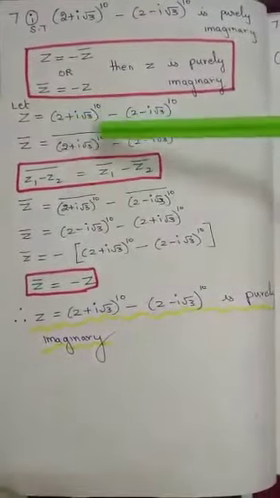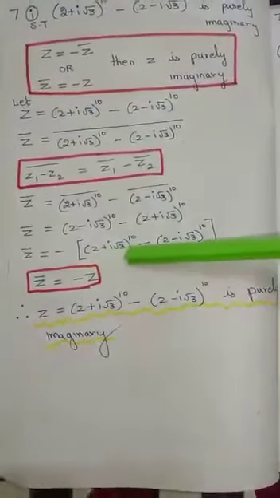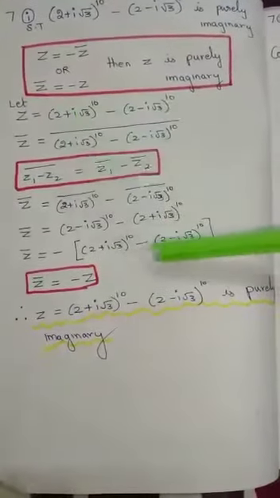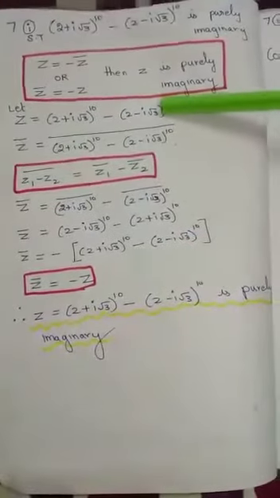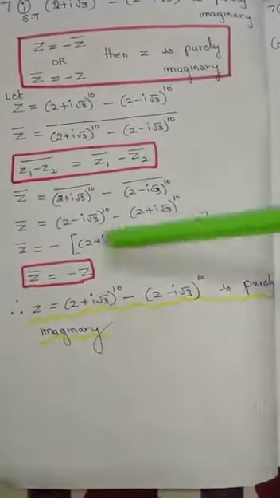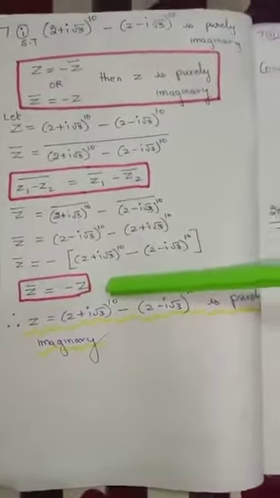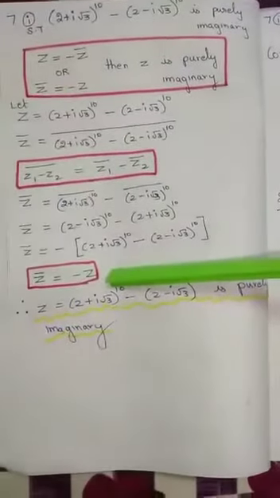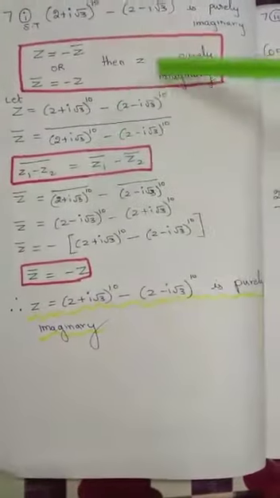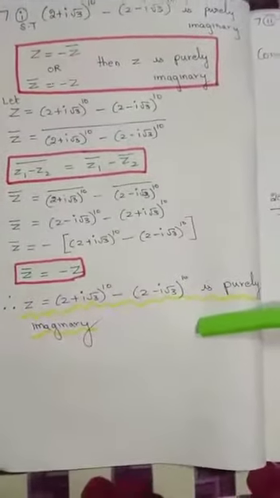Just observe, this is nothing but our z. You can see (2 + i√3)^10 − (2 − i√3)^10 is nothing but z. So this I can write as minus z. Hence, z conjugate is equal to minus z. So we have shown z conjugate is equal to minus z. What is the meaning? Then z is purely imaginary.